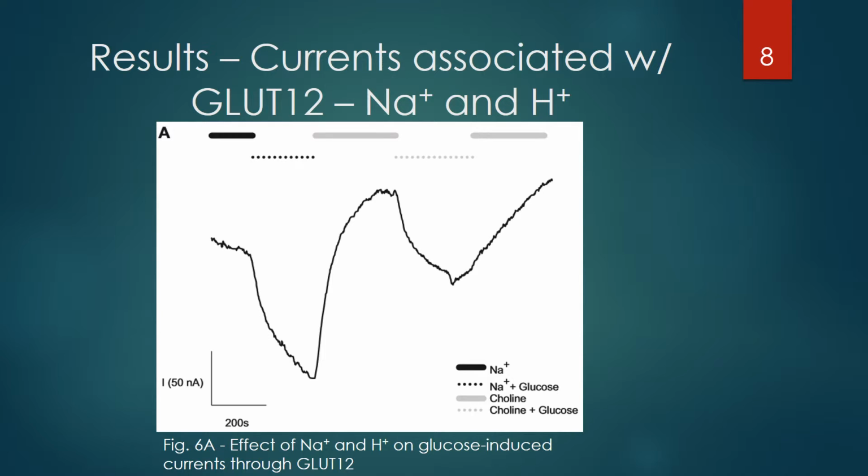And the gray dotted line represents the hydrogen ion effect on the currents associated with GLUT12, and you see that it's not nearly as dramatic of a decrease in the current.